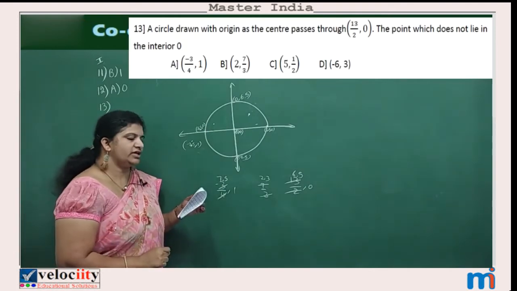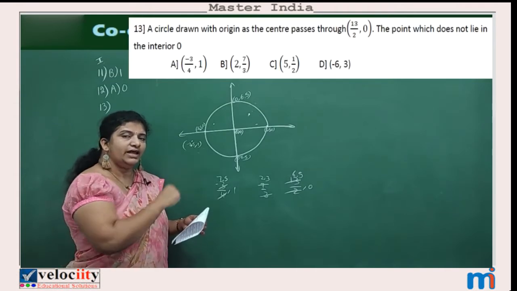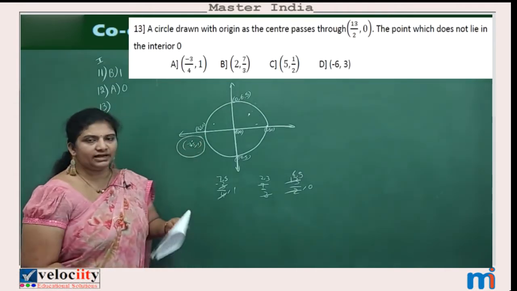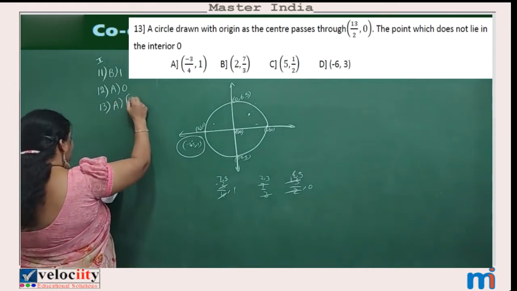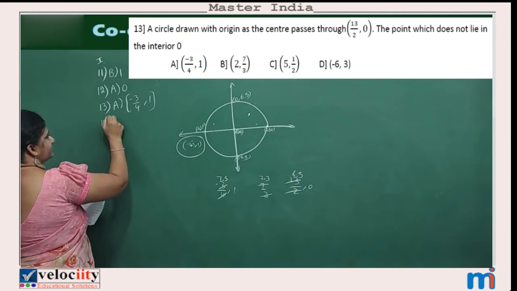So what is your question here? The point which does not lie in the interior of the circle. So this is the point. That is your option A. Minus 3 by 4 comma 1 is your answer.